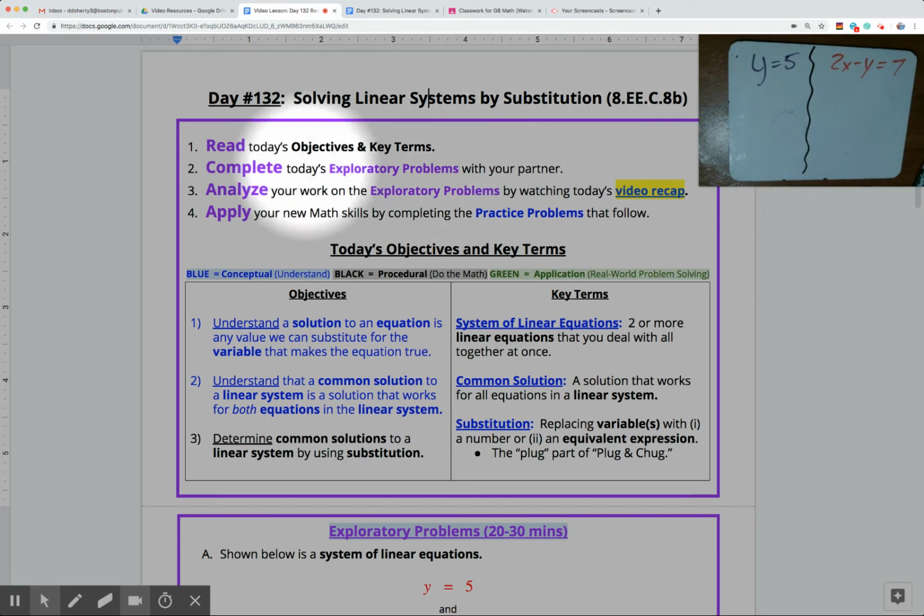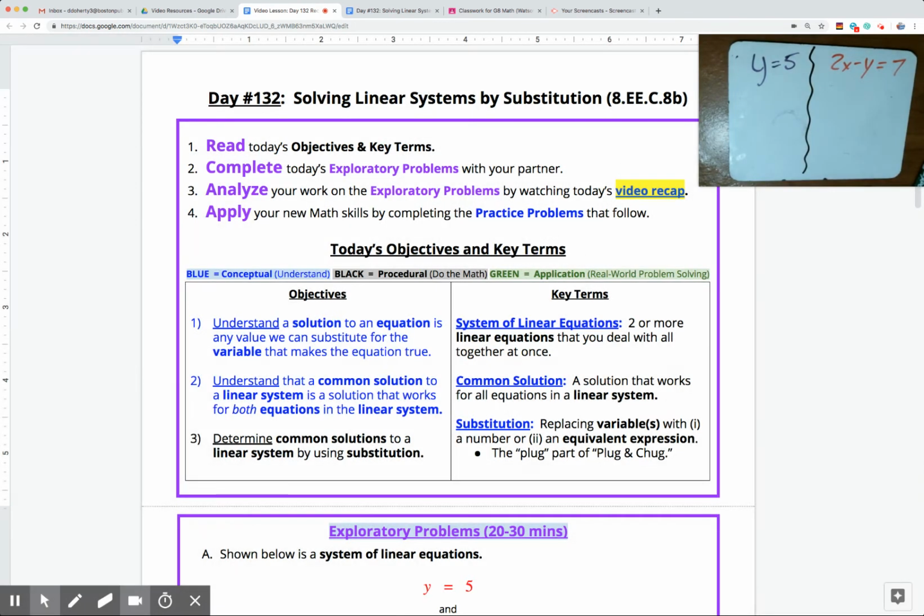At this point, you already should have read through today's objectives and key terms, which we'll talk about briefly in a second. And then you already should have tried to complete today's exploratory problems working through with your partner. And at this point, you're analyzing your work with me by watching the video recap.